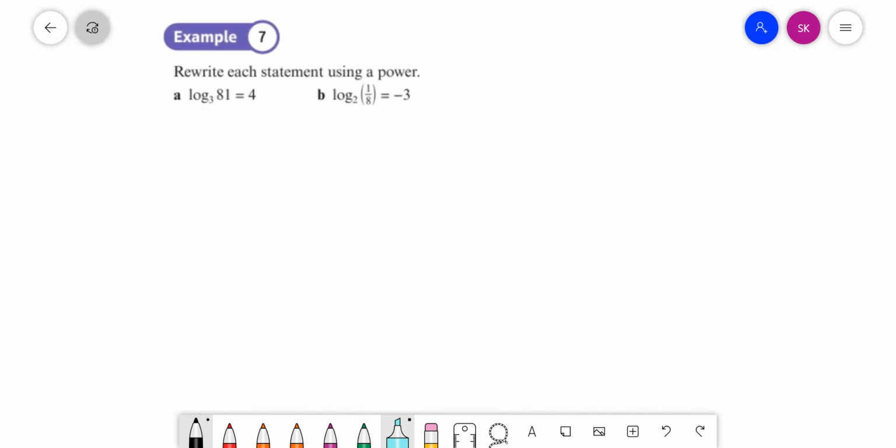So this time, example 7, it's asking you to do the reverse. It's giving you the logarithm and it's asking you to rewrite it as a power. So pause the video and have a go at this now. Hopefully, it's just a fairly simple process. If you've got log of base 3 with the answer 81, that means the power is 4. So we write 3 to the power of 4 equals 81. And we know that that's true because 3 times 3 times 3 times 3 is equal to 81.